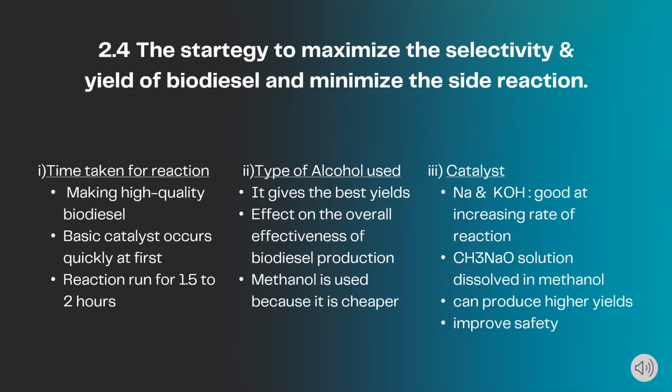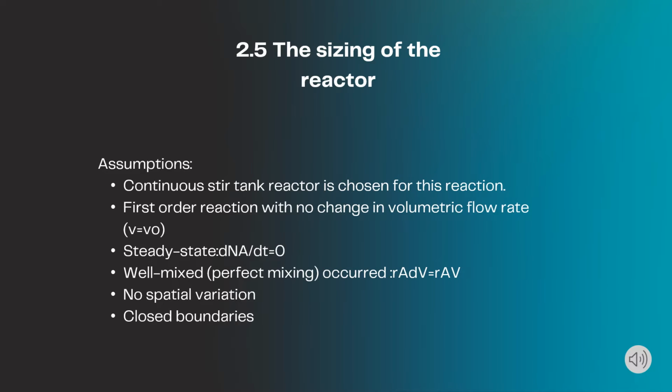So lastly is the catalyst. The type of basic catalyst like sodium and potassium hydroxide are good at increasing the rate of reaction and producing biodiesel. Another option is sodium methylate, also known as the sodium methoxide solution already dissolved in methanol. This solution can produce a high yield, requires less catalyst, and improves safety due to lower exposure to the corrosive. Next is 2.5, the sizing of the reactor.